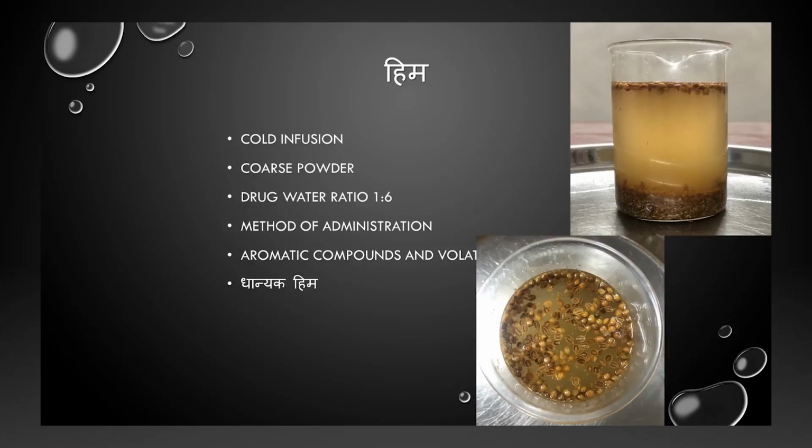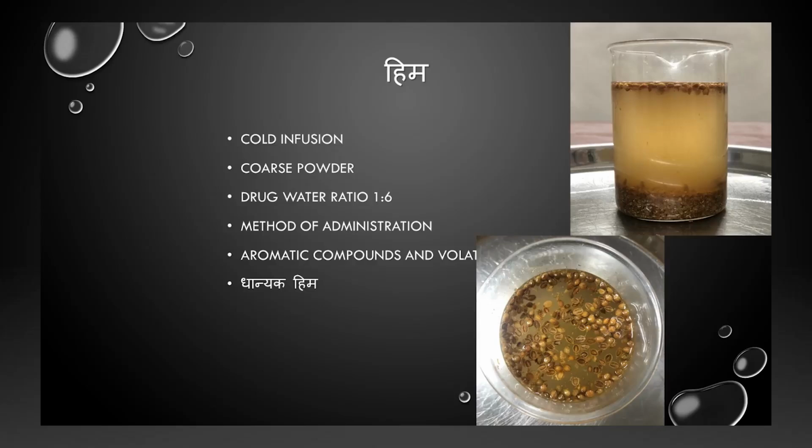Next dosage form is Hima. Hima is a cold infusion. A coarse powder of the drug is kept in normal room temperature water overnight. The ratio of drug and water is taken as 1:6. That is, 1 part of drug and 6 parts of water is taken and kept overnight. Active principles get assimilated in the water and it is consumed the next day.